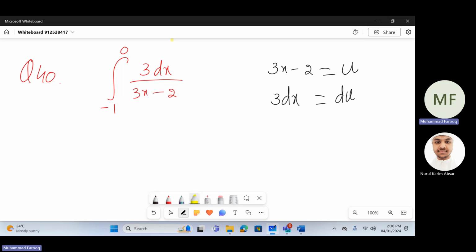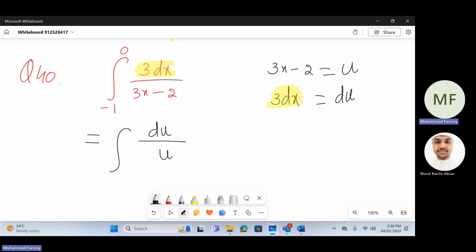Oh, yes. Someone gets it. This is 3dx. I also have 3dx. So 3dx will be changed into du, divided by u. What is 3x minus 2? u.